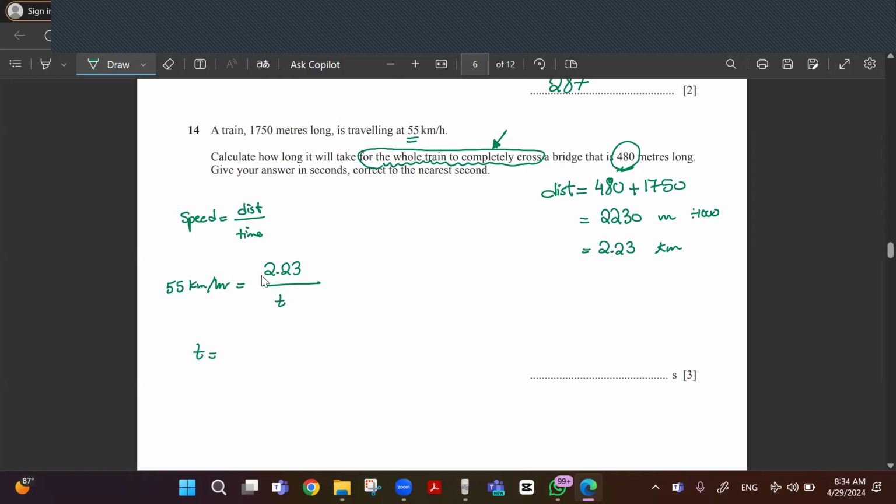It will be distance divided by what? By speed. Distance divided by what? By speed. But look here, he said he wants your answer in seconds. And if I did that, I will get the answer in hours. So what should I do? How to convert from hours to seconds? I will multiply the answer by 60, then another 60. This is how to convert from hours into seconds. And I can calculate this all.